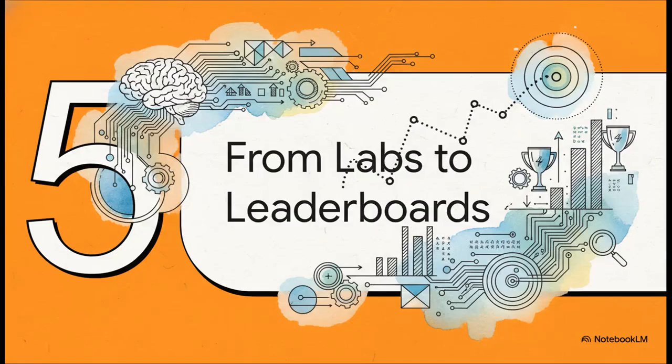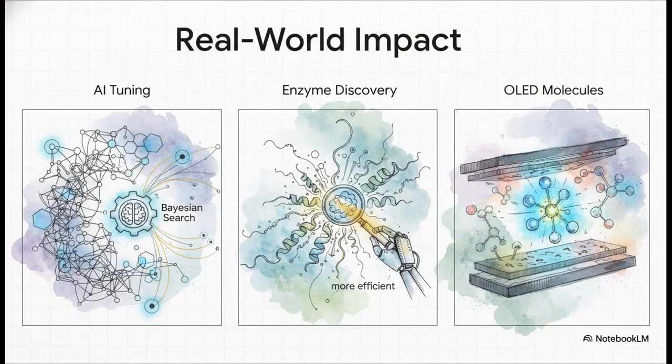Okay, so why does all this matter? Because this isn't just a cool theory. This smart search is delivering huge, real-world results, like right now. I mean, it's being used by top tech companies to tune their most complex AI models. Nobel Prize winners are using it to guide the search for new, super-efficient enzymes. And it's even designing better molecules for stuff we use every day, like the OLED screen on your phone. The bottom line is the same in every case. It's speeding up discovery and finding better answers with way fewer experiments.